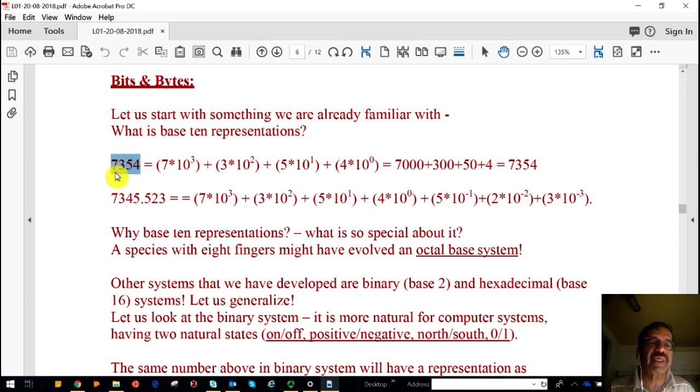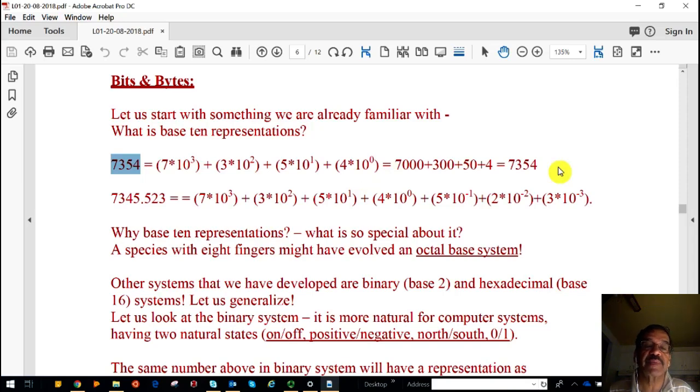The 7 here means that it is in the 1000th position, and there are 7 of them. And the 3 here means it is in the 100th position, and there are 3 of them, so it is 300. So this is 7,000. 7 times 10 to the 3 is 7,000. 3 times 10 to the 2 is 300. Similarly, 5 times 10 to the 1 is 50, and 4 times 10 to the 0. 10 to the 0 is 1, so it's just 4. So it's essentially the sum of these numbers. That's one way of representing or explaining what this number means.